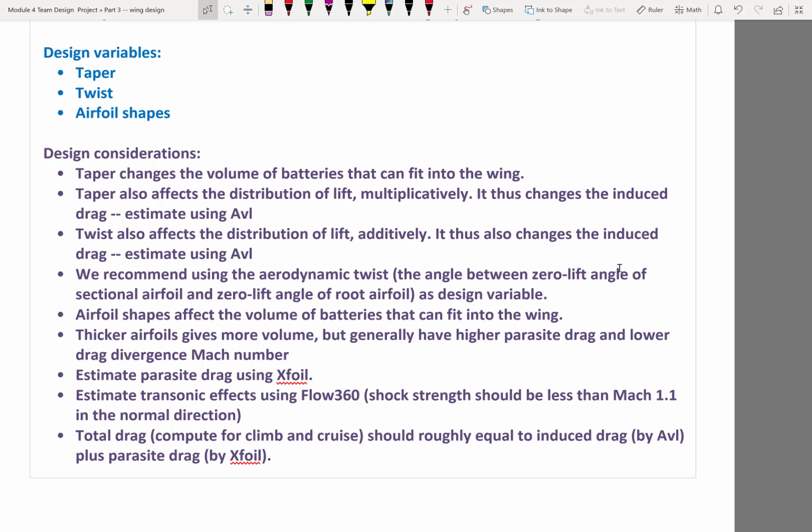Okay, any questions? The parasite drag from other components like the fuselage, engine, and the tail are still using the same old formula. But because we're making the wing much thicker, we need an updated evaluation for its drag. All right. Questions?